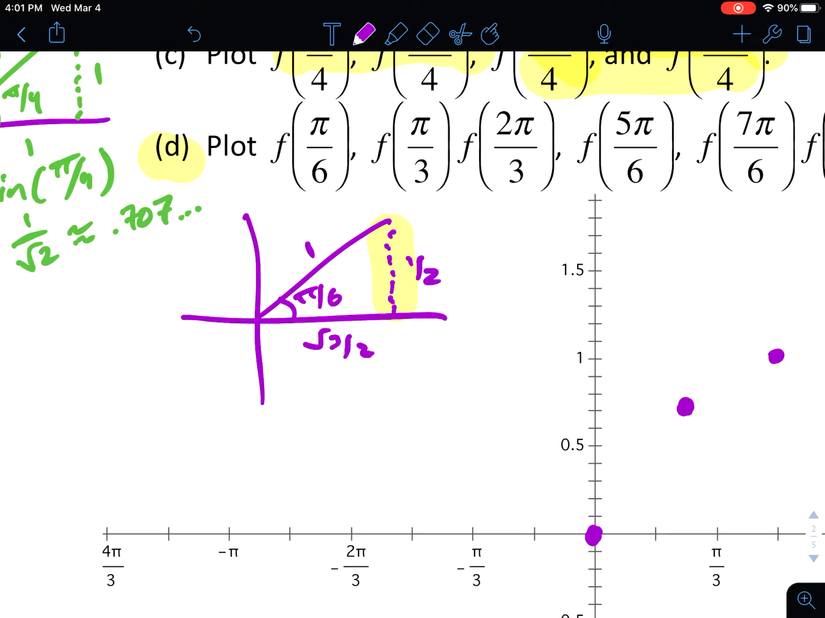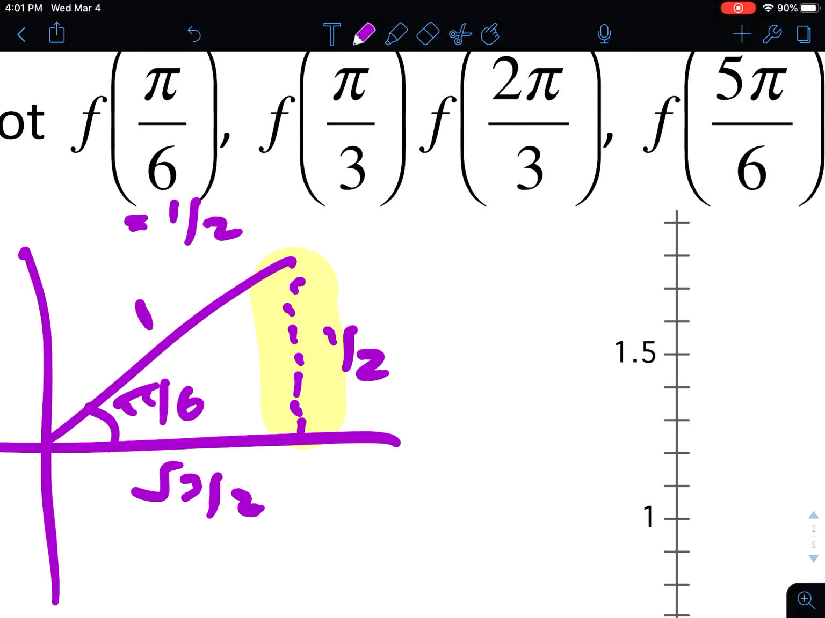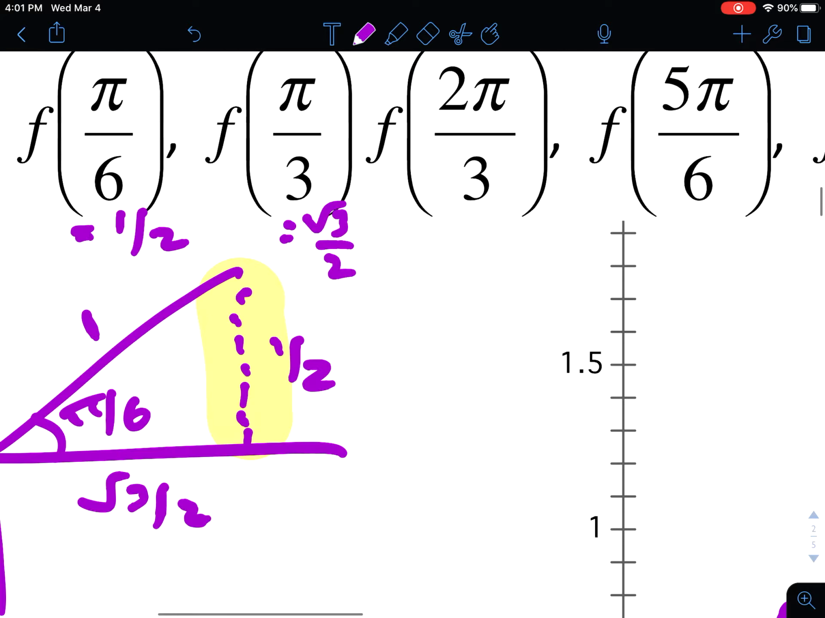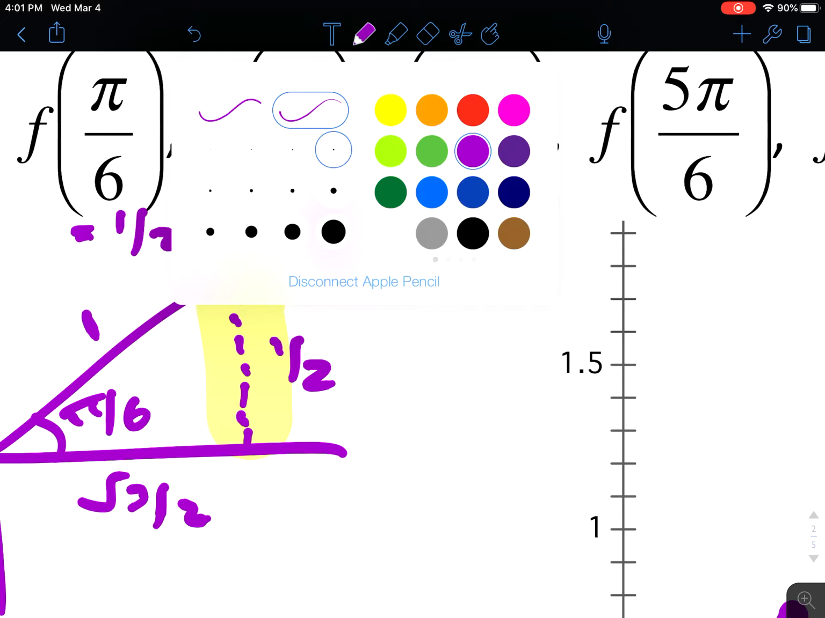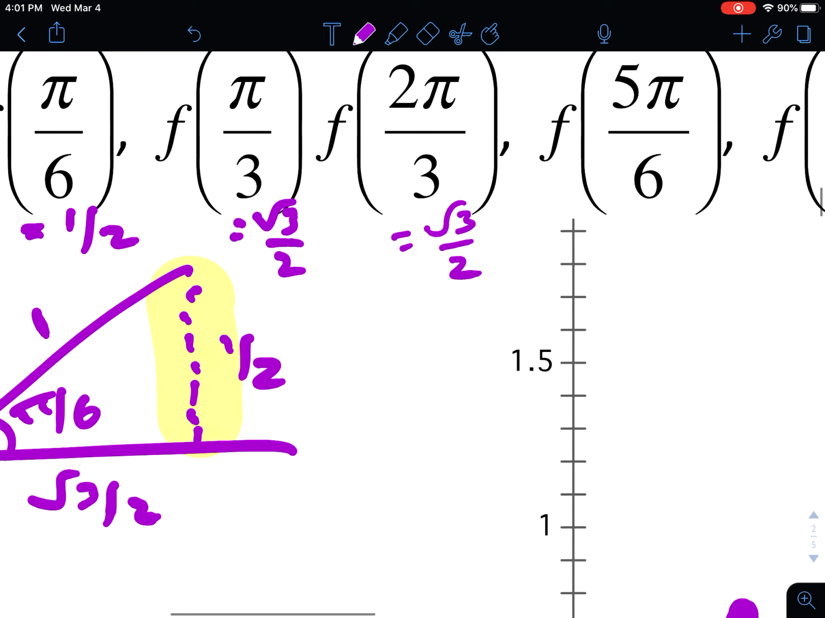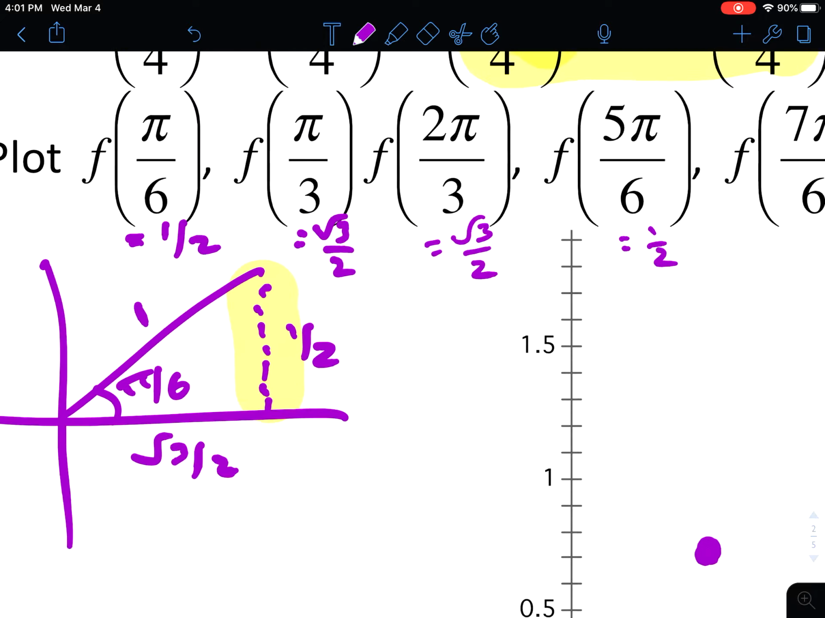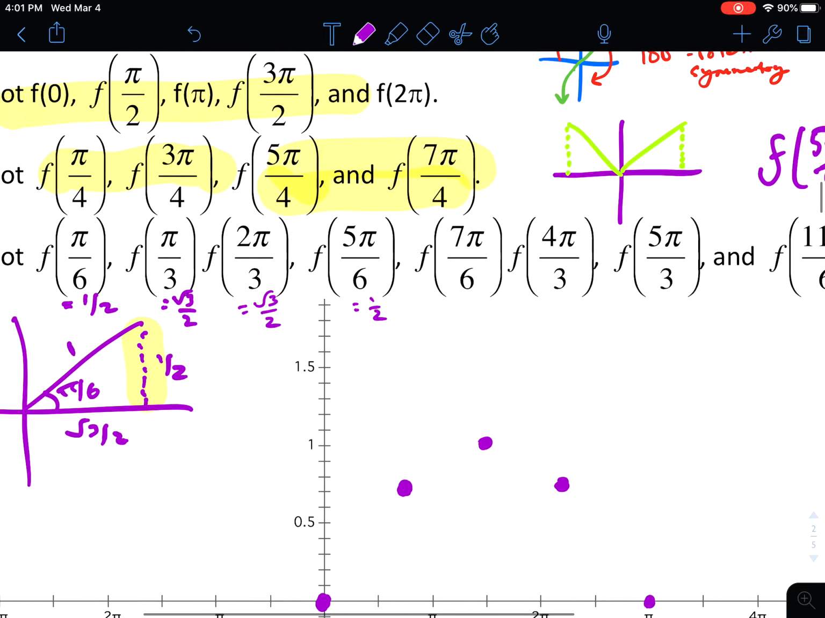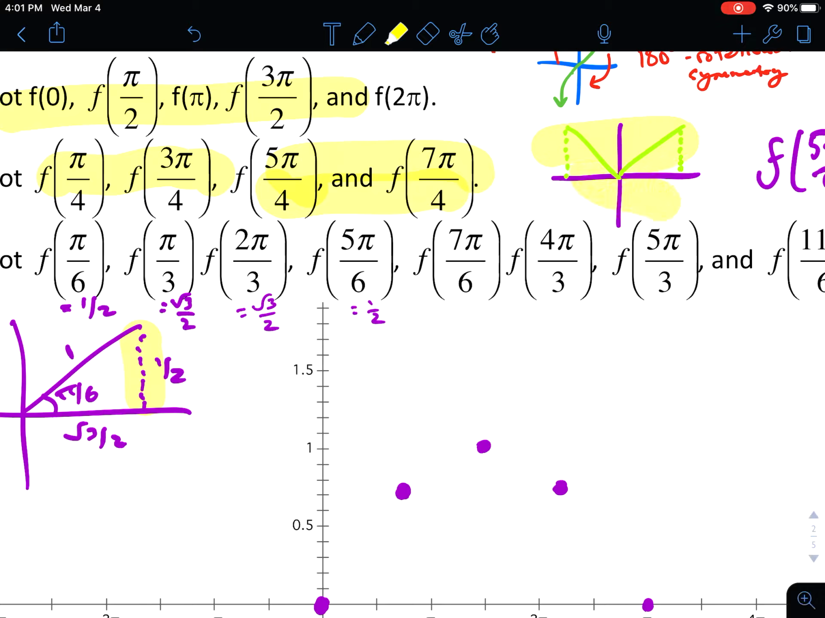But for something like pi over 3, so here that pi over 6 is going to give us 1/2. Pi over 3 is going to have a congruent triangle, but the y will be the x and the x will be the y, and so this one will have a sine value of root 3 over 2. And then following the symmetry that we saw earlier, we know that those values will reflect about the y-axis. So this one will also be root 3 over 2, and this one will also be 1/2. It's the same argument that we were using up here.